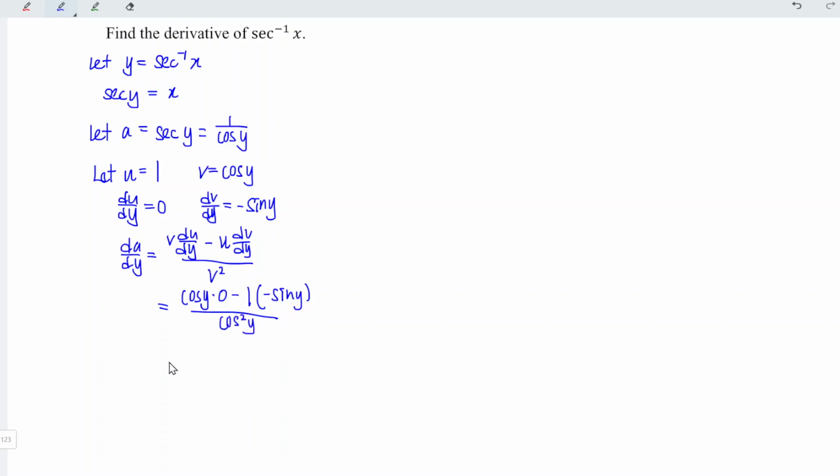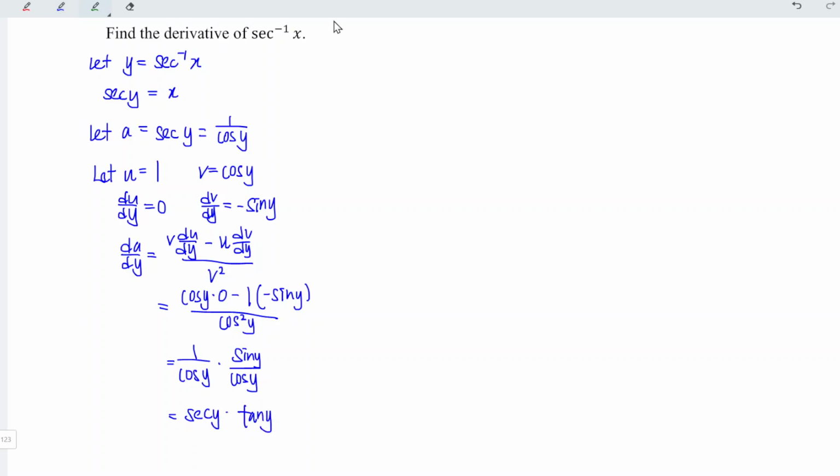Simplify. Cos times 0 we get 0. Negative, negative, positive. So we have 1 over cos y times sine y over cos y. Since we have cos squared here, cos times cos, we get cos squared. So which means that we have secant y times tangent y.